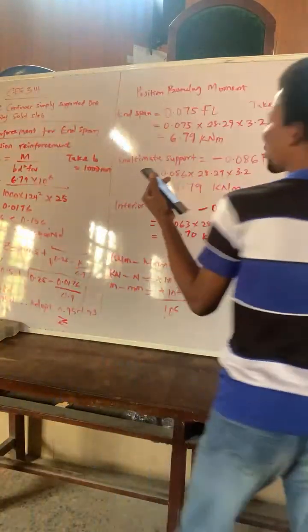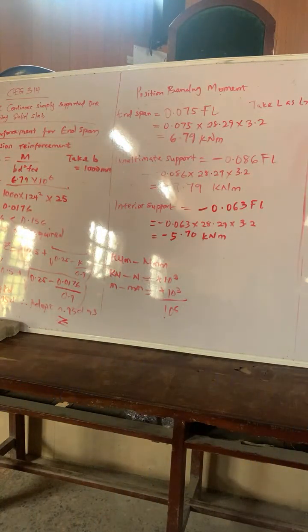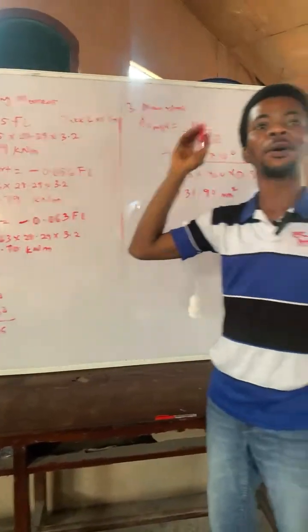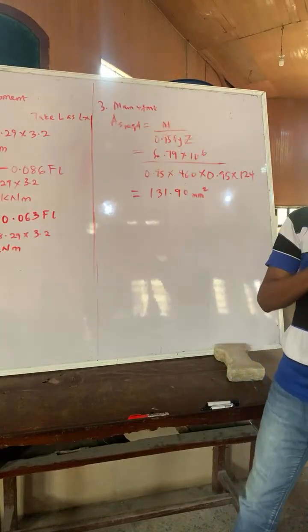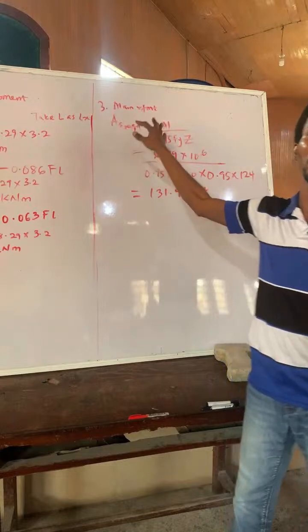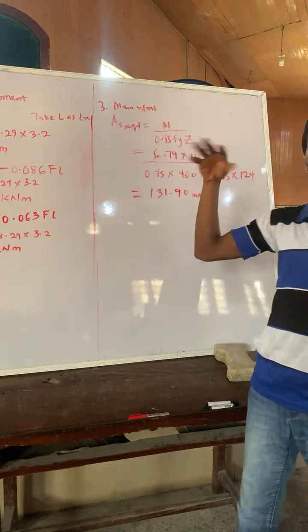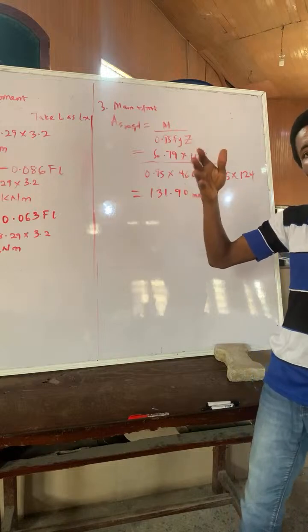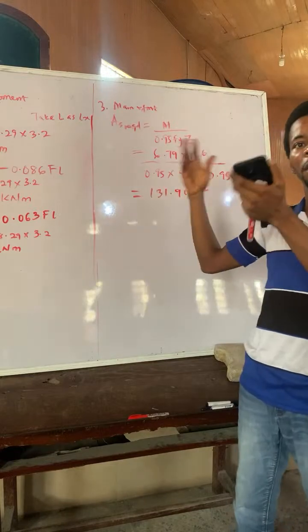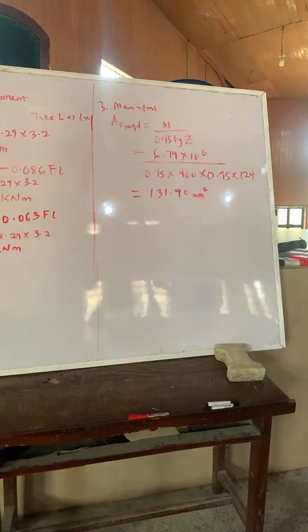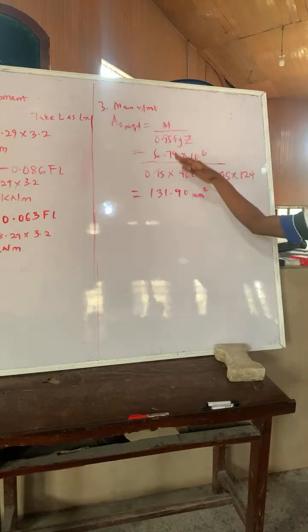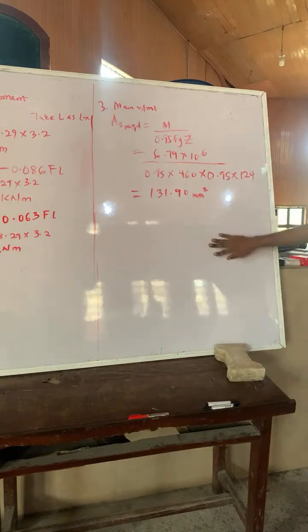So let's provide. We want to make provisions. Is everybody there? So now, our bar size: according to our lecturer, for your main reinforcement, use 16 mm bar size. For your main reinforcement, As required, you can use 12 and 10, it's still allowed. You can use 12 for your main reinforcement, then 10 for your distribution reinforcement. So we are using 16 for our main and 12 for our distribution.